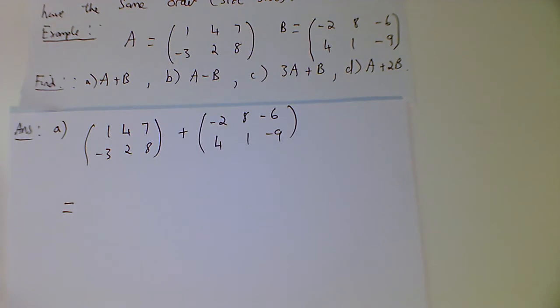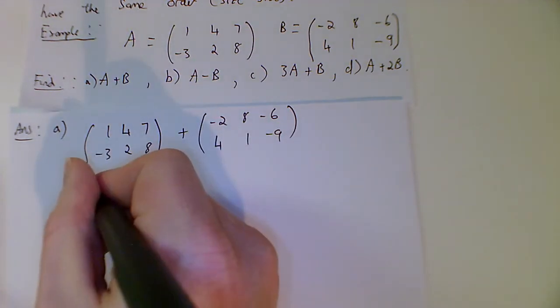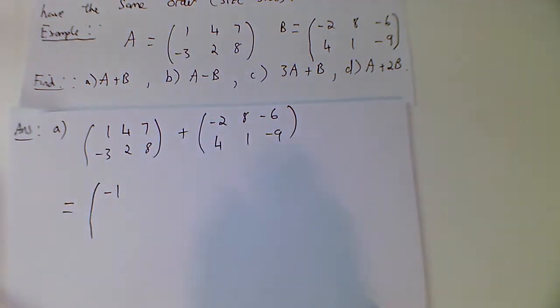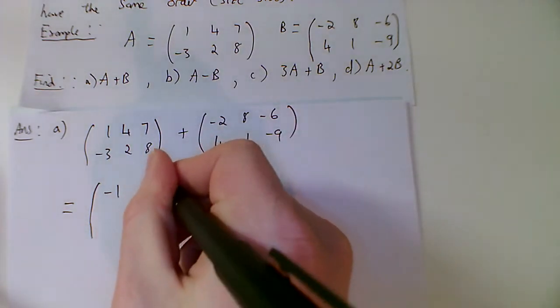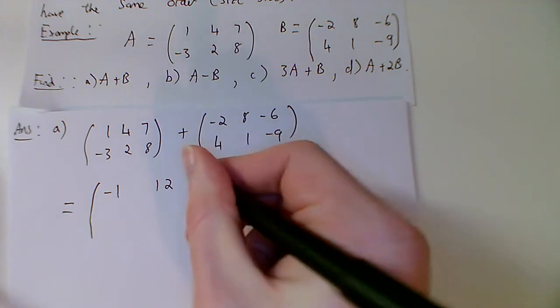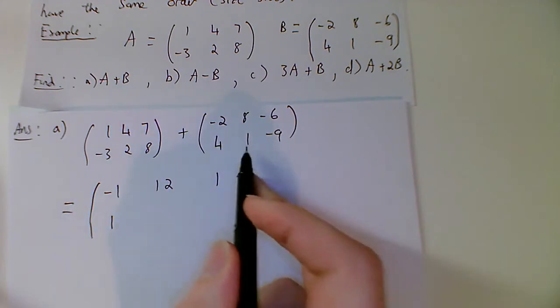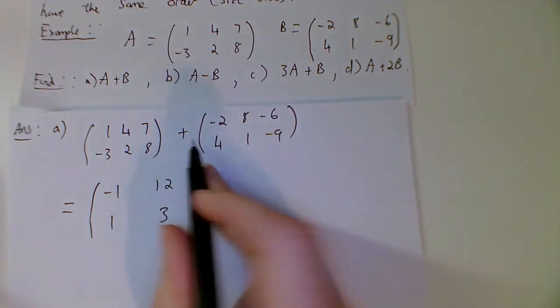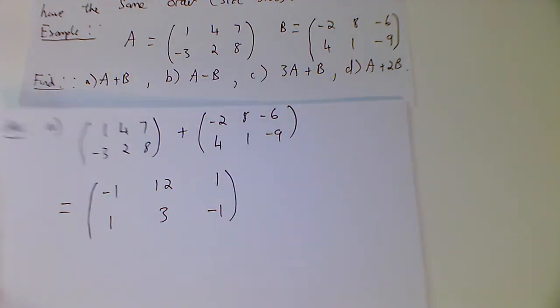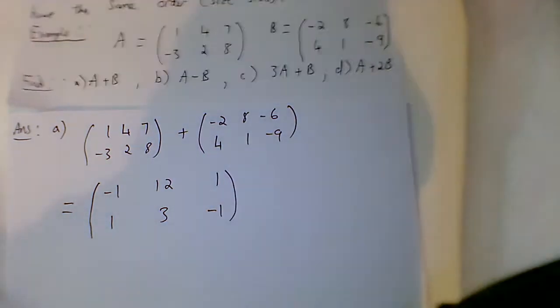Okay, and all you do is you add the corresponding elements, and you will see that in matrices the majority of the mistakes are made just through simple numerical errors. So if you see me doing that, I apologise, but it happens. So 1 plus negative 2 is negative 1. 4 plus 8 is 12. 7 plus negative 6 is 1. Negative 3 plus 4 is 1. 2 plus 1 is 3. And 8 plus negative 9 is negative 1. Simple as that.